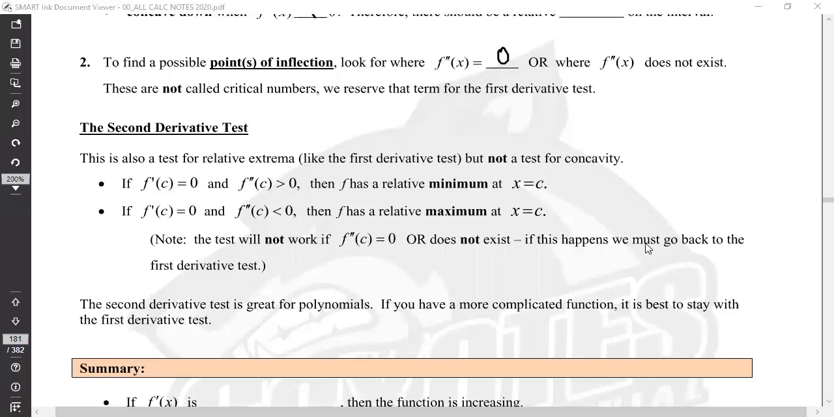This is a test for relative extrema, like your first derivative test, but not a test for concavity. If f prime of c is 0 and f double prime of c is positive, then it has a relative minimum at c. What this is saying is if our slope is 0 and our second derivative is positive, that means it is concave up. And if we have a slope that is 0, then we have a minimum at c.